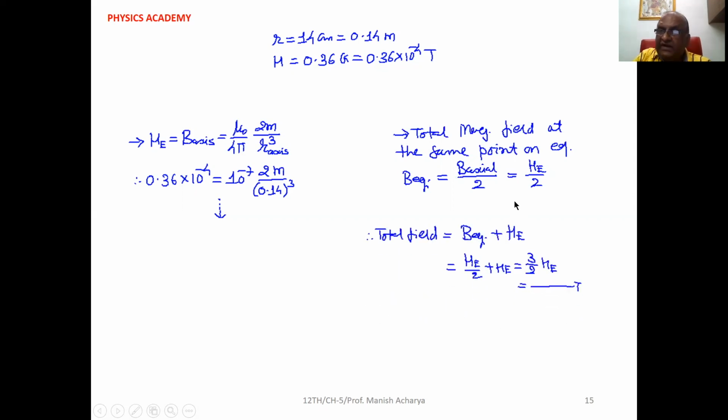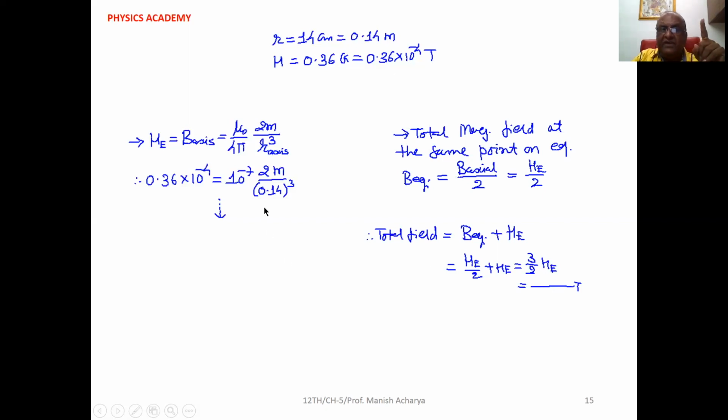But we want to find the total field. So total field is B equatorial plus Earth's horizontal component, which is already there. But here we proved B equatorial is H_E by 2. So if we substitute H_E by 2, then resultantly we will get 3 by 2 H_E. Now substitute the value of H_E, that is given to you, 0.36 into 10 raised to minus 4 Tesla. Then solve it, you will get the total field.